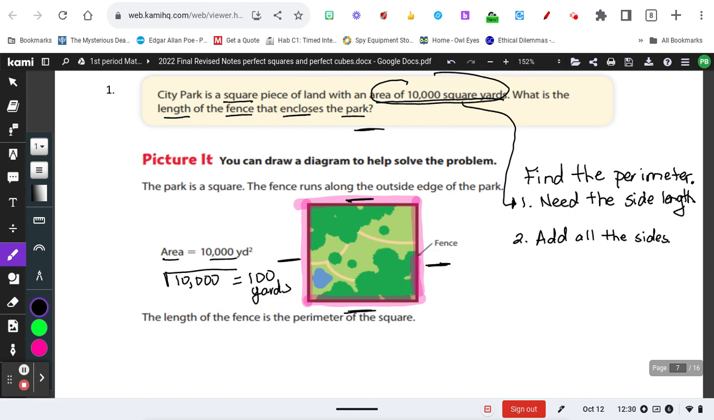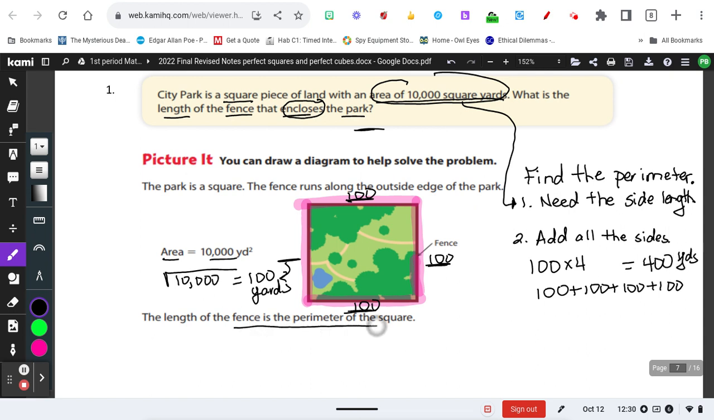Okay, but I need the perimeter because I'm not trying to go around just one part of the park. I'm trying to enclose it, which is all the way around. So that's 100 yards, that's 100 yards, that's 100 yards, and this is 100 yards, okay? So add up all those. I could just do 100 times 4, or 100 plus 100 plus 100 plus 100. Either way, you're going to get 400 yards. I'm going to write YDS for yards. So the length of the fence to enclose it, or the perimeter, is 400 yards. That's how much fencing you need.